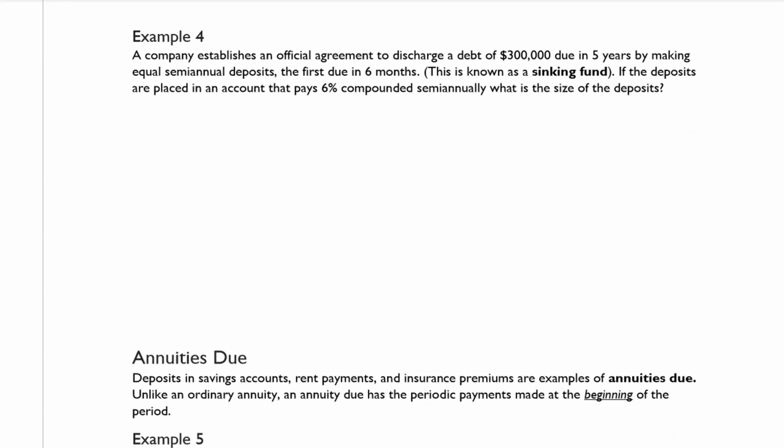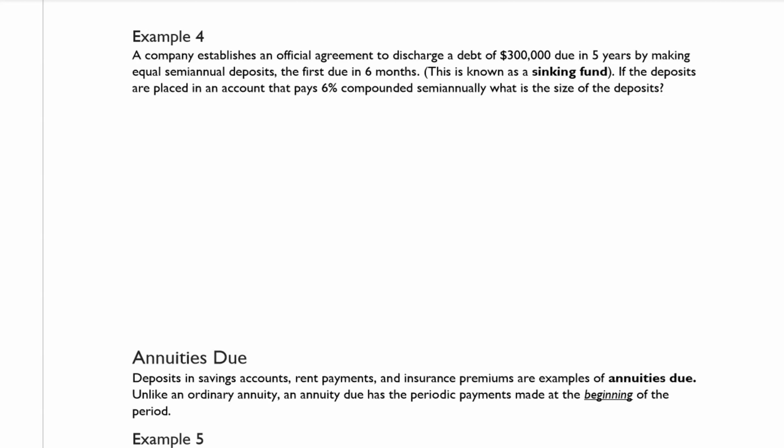All right, let's look at example 4. It says a company establishes an official agreement to discharge a debt of $300,000 due in 5 years by making equal semi-annual deposits, the first due in 6 months. This is known as a sinking fund. If the deposits are placed in an account that pays 6% compounded semi-annually, what is the size of the deposits?